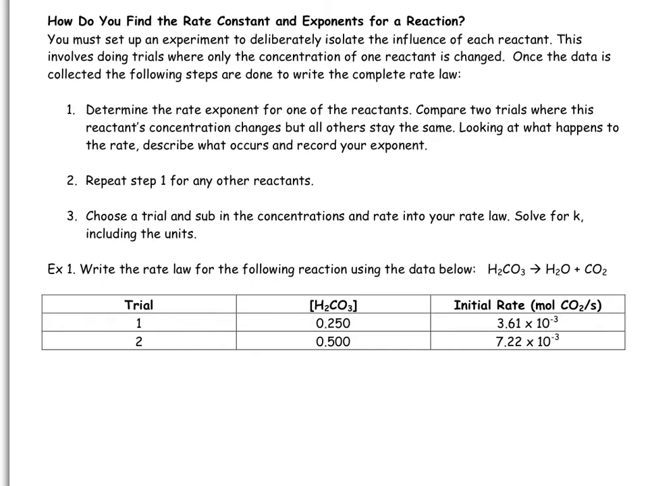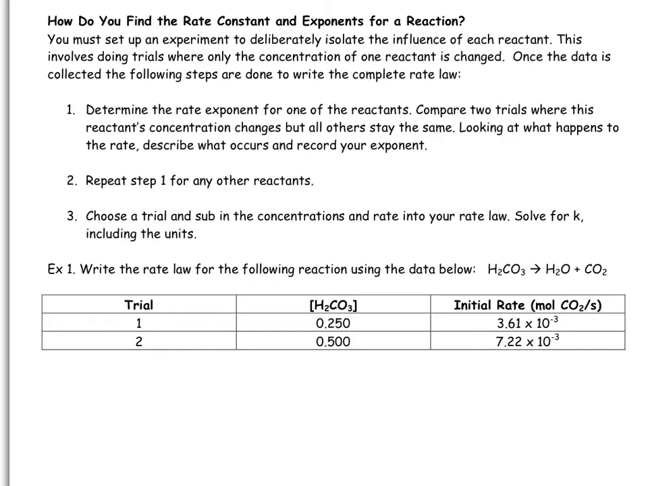Determine the rate exponents for one of the reactants. To do this, compare two trials where this reactant's concentration changes, but all the others stay the same. Looking at what happens to the rate, describe what occurs, and record your exponent. Repeat this for any other reactant in the reaction.